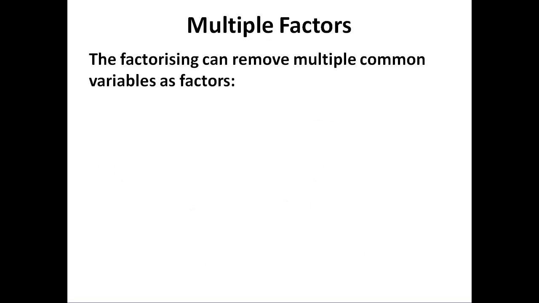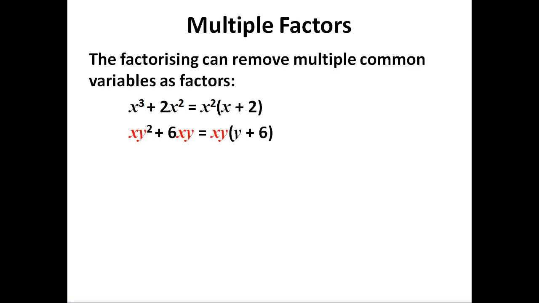Often you have to remove multiple variables as factors. In this case, the x cubed and x squared share an x squared term, so we must remove both of them. In this case, an x and a y is in common, so we remove both of them.